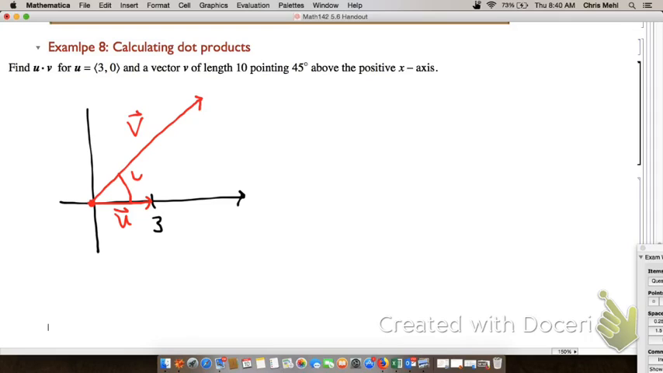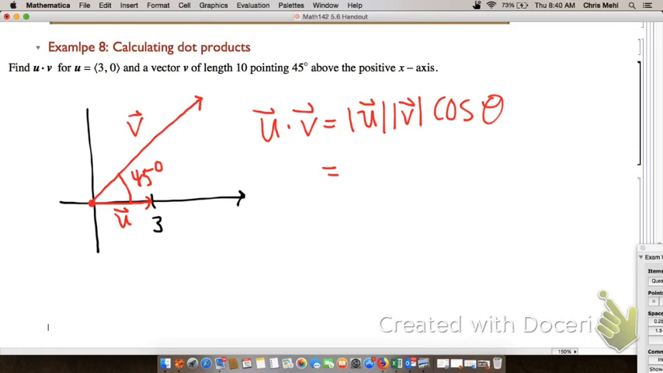So this is a 45 degree angle, and that also consequently ends up being the angle between the vectors. So now when I do the dot product u dot v, that's magnitude of u, magnitude of v, cosine of the angle between those vectors.